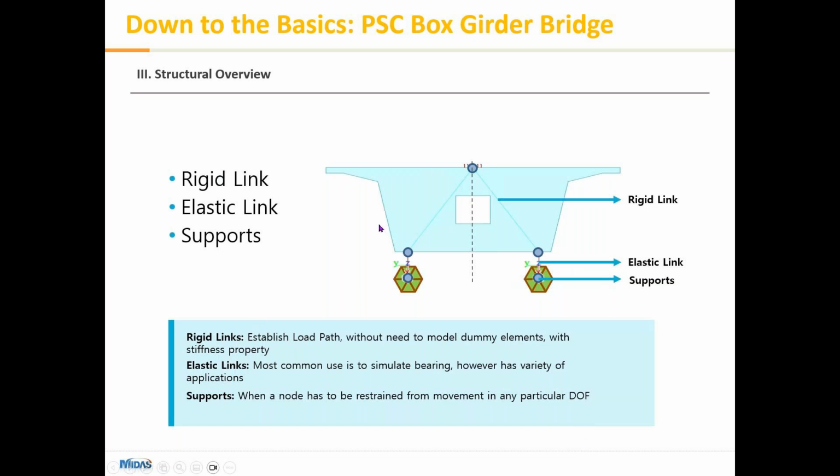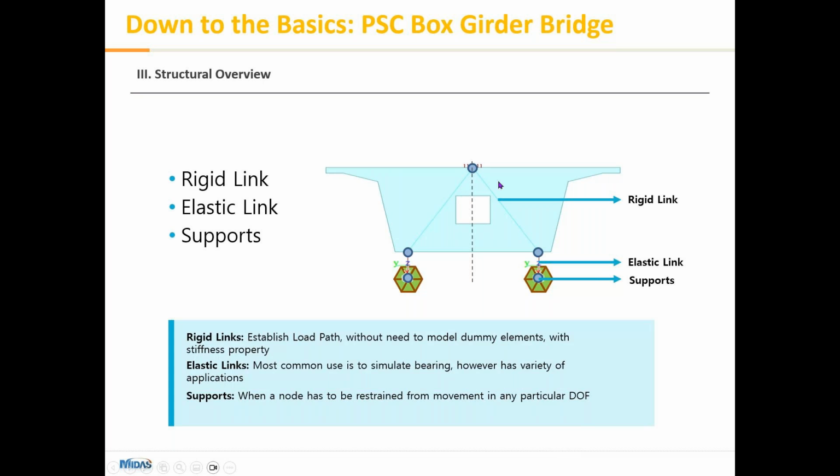Basically, as you could see, rigid link establishes a load path without a need to model the dummy elements within the stiffness property. So now what I'm doing is rigidly joining the top of my section with the top of my bearing. Right? So this is basically joined by a rigid link.